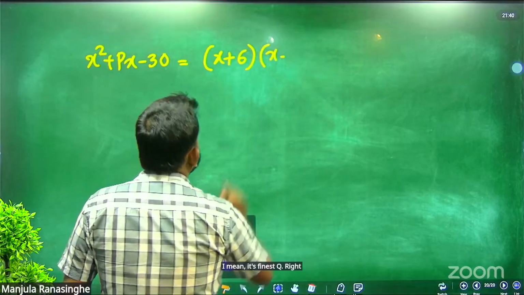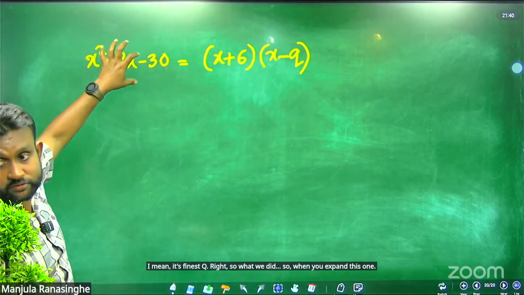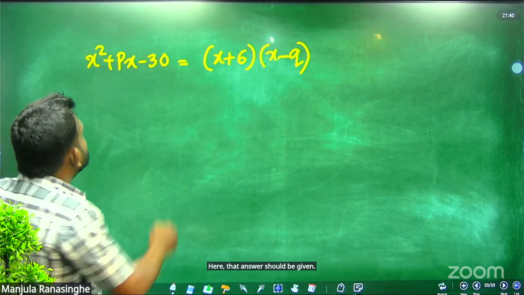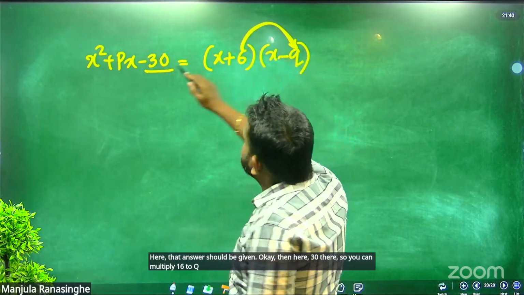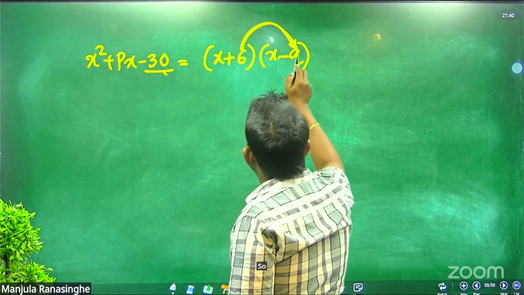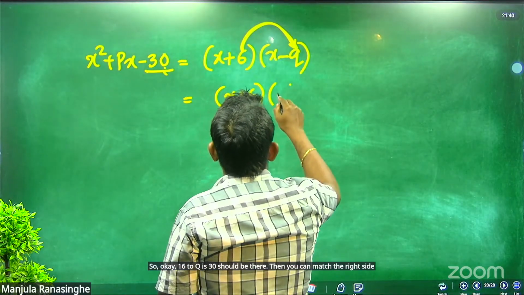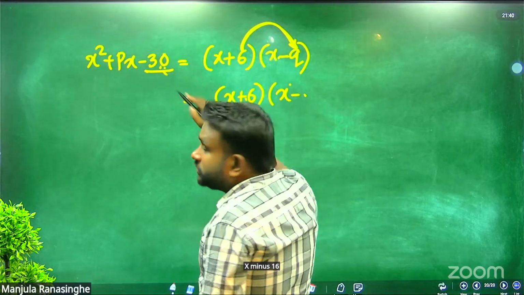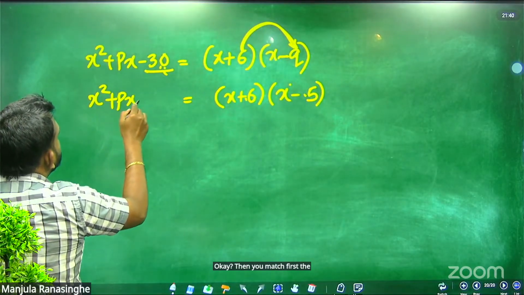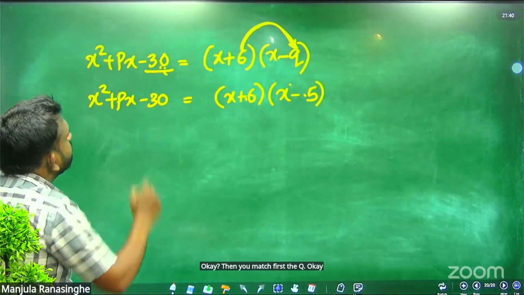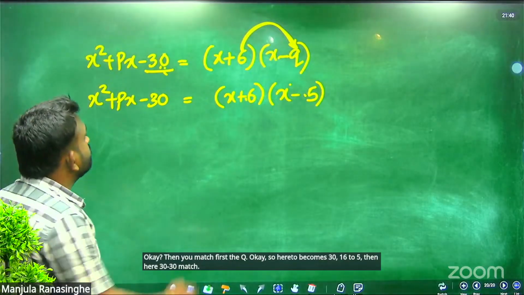So when you expand this one, the answer should be given. Here 30 is there, so you can multiply 6 into q. This multiplication is 30. So 6 into q is 30 should be there. Then you match the right side, x minus 6 into which value gives 30? 5. Okay, then you match the q. So here it becomes 30, 6 into 5. Then here 30 matches. Now you remove the brackets of the right side.